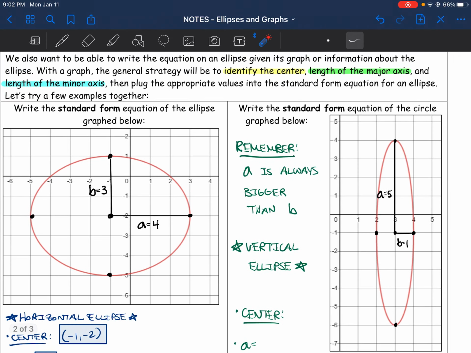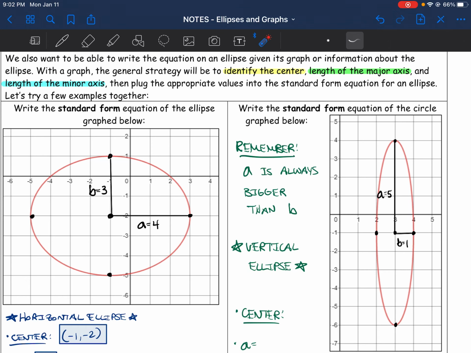Next, this time it looks like we have a vertical ellipse. Also remember, again, a is always going to be bigger than b. So since we have a vertical ellipse, we know the major axis is running parallel to the y-axis. The major axis is vertical. That means that the a term is going to be half the length of the vertical axis. Well, we can count here. So 1, 2, 3, 4, 5, 6, 7, 8, 9, 10. Half of 10 would be 5, so we have a equals 5.